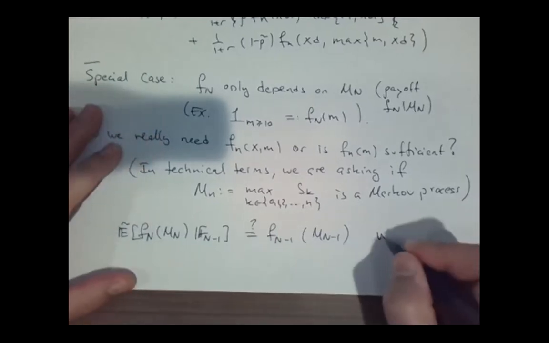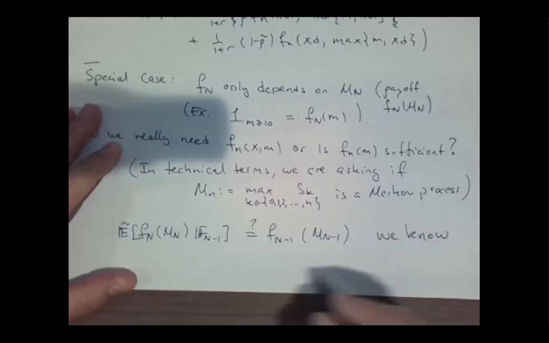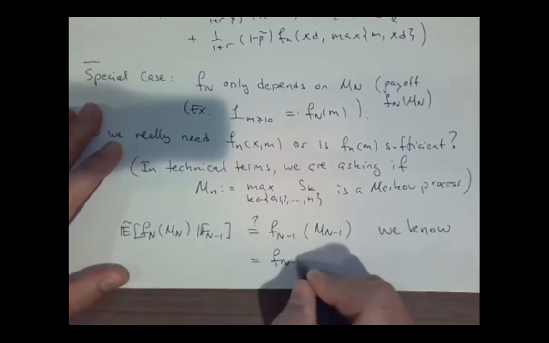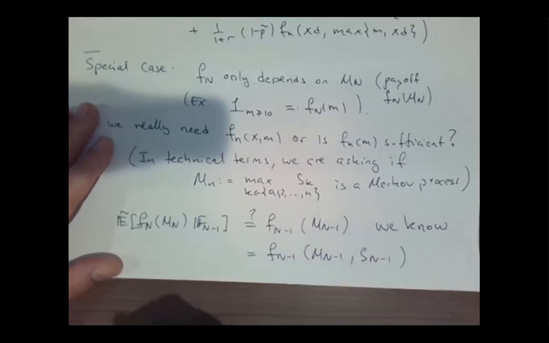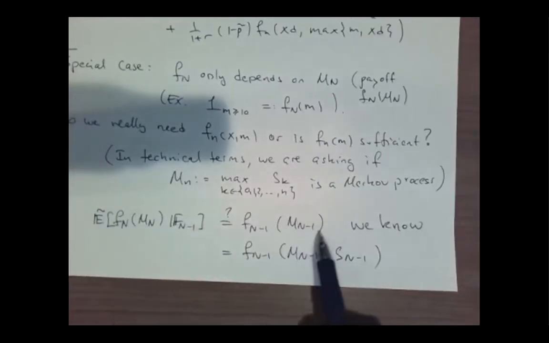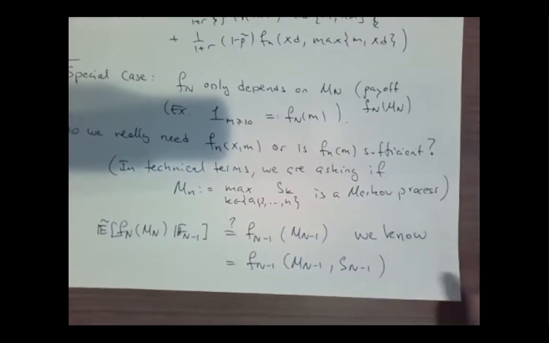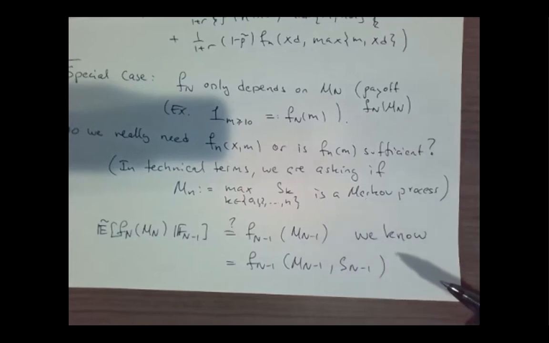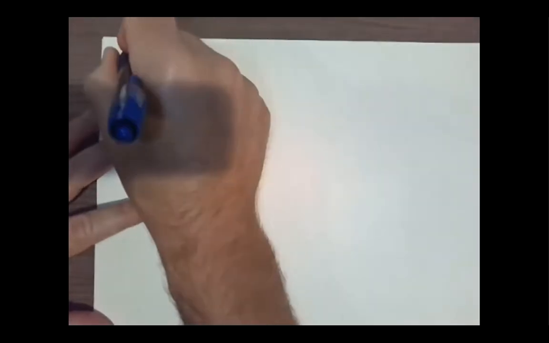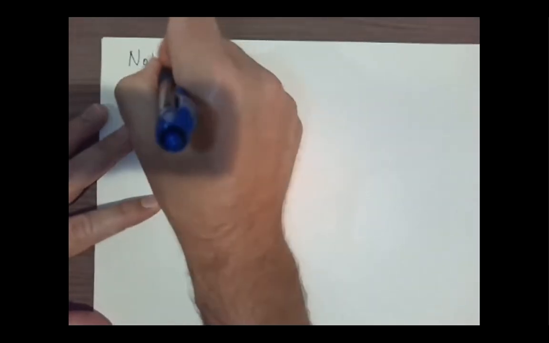We know that we can write this as a function of M_{n-1} and then S_{n-1}. But is it sufficient just to have M here? In other words, is M by itself what's called a Markov process? And the answer is no. This is not possible.